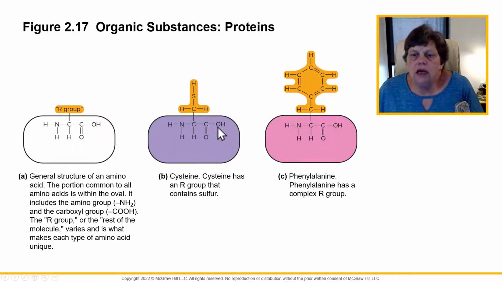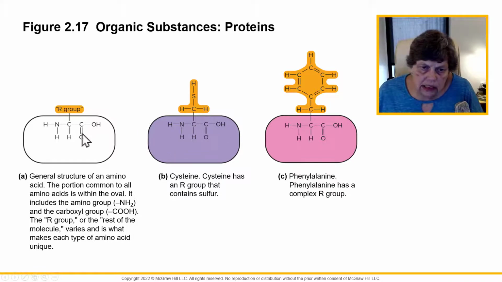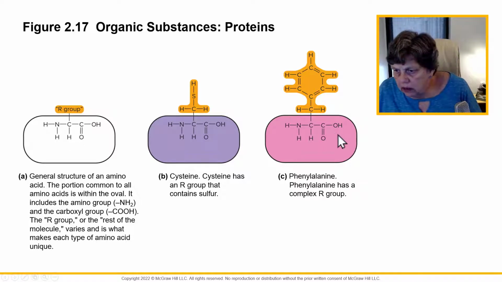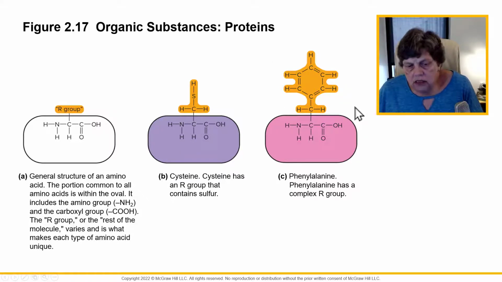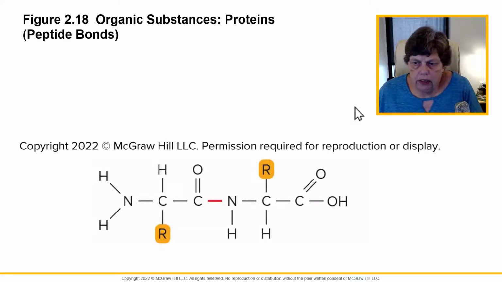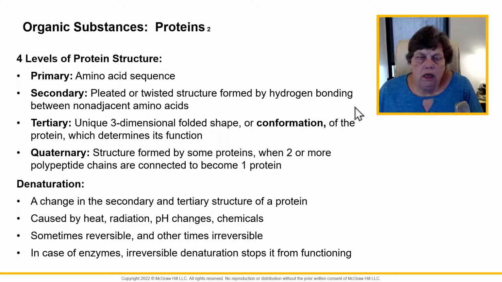So if you look at this, cysteine is the same structure here, but the R group is different. Phenylalanine, main part is the same, the structure of the R group is different, and this is the same for all amino acids. Okay, so you can see that. All right, so when we make proteins, there's a certain structure to them.